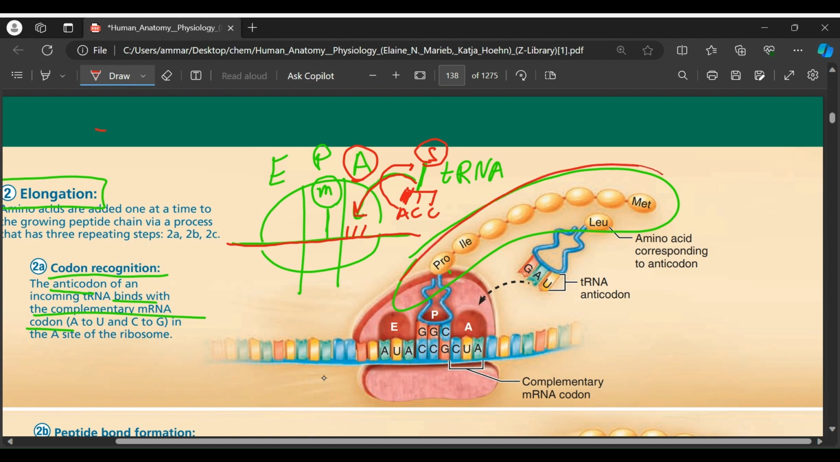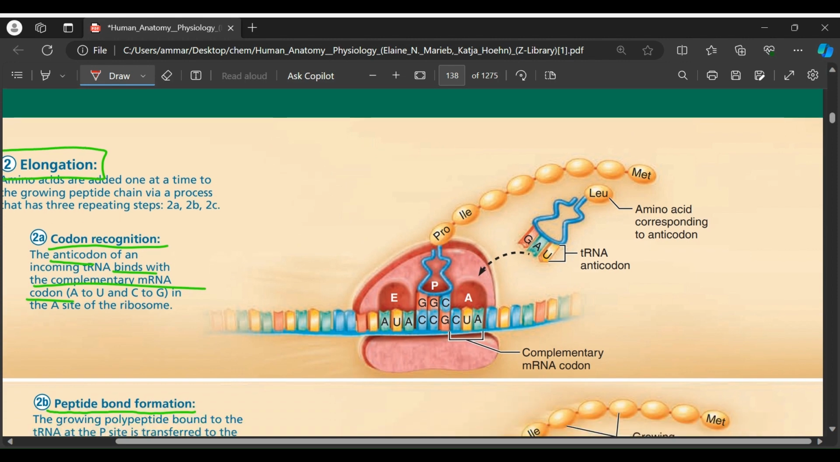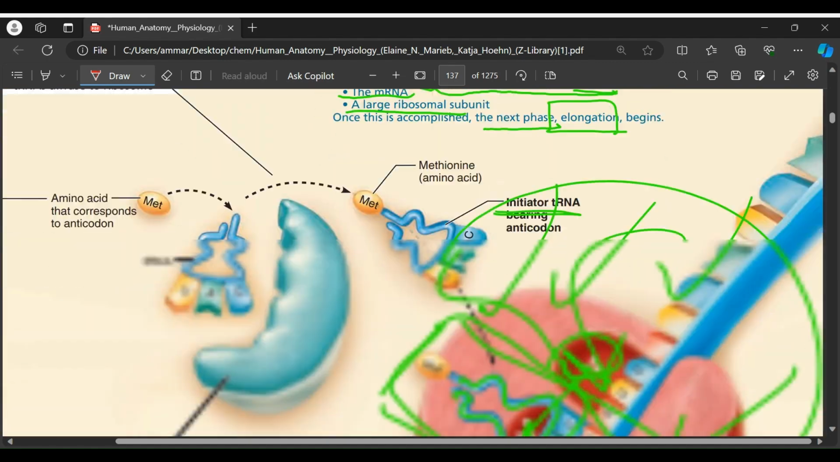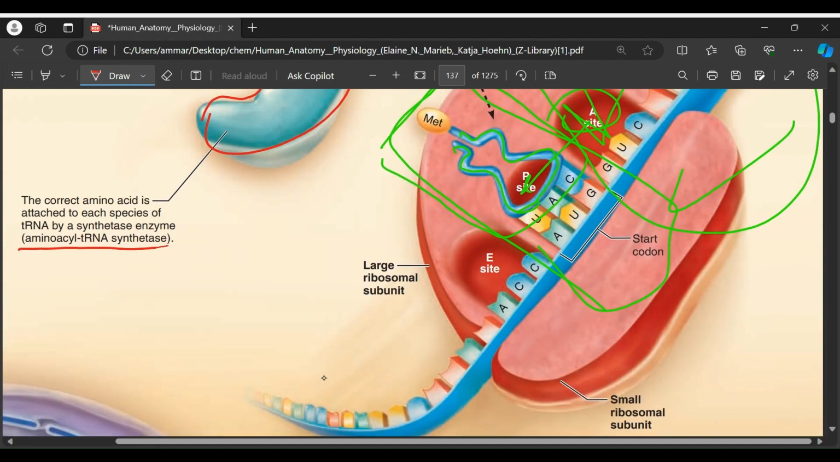But here they are drawing a picture of an advanced stage of the process of elongation. Just understand that this polypeptide has formed because of the repetition of this process I just explained, okay? So this is the anticodon. It will go to the A site, complementary to the codon, and we'll have the amino acid corresponding to the anticodon. By what enzyme? We said this one. Okay, the synthetase enzyme. This is how you write the name: aminoacyl tRNA synthetase.